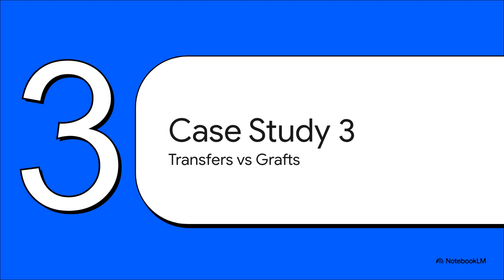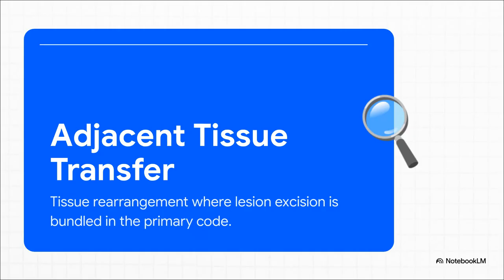Okay, on to case study 3, tissue transfers versus grafts. Let's say your surgeon excises a 3.0 centimeter skin carcinoma on a patient's cheek and then reconstructs the defect using a Z-plasty. Now listen closely because this is a massive exam trap. A Z-plasty is an adjacent tissue transfer, or ATT, and the absolute critical rule here is that the excision of the lesion is completely included in the primary tissue transfer code. Do not, under any circumstances, report the lesion excision separately when you are coding an adjacent tissue transfer.